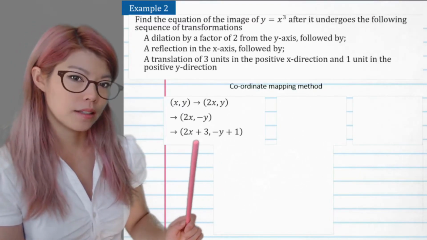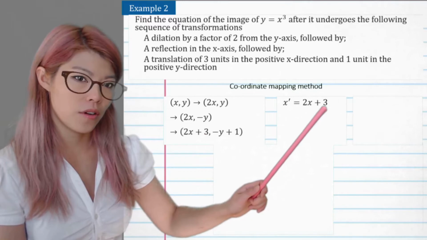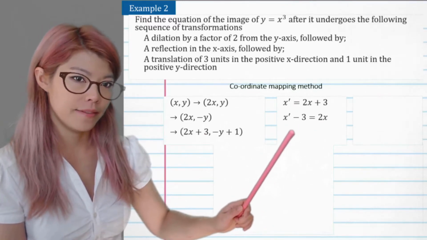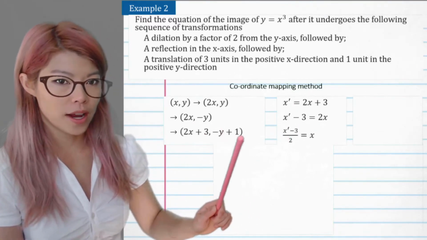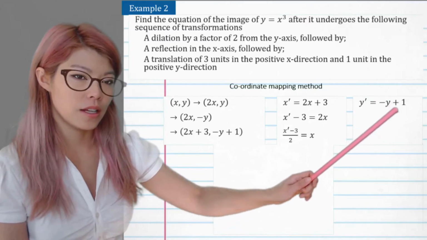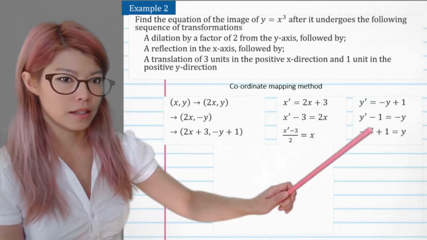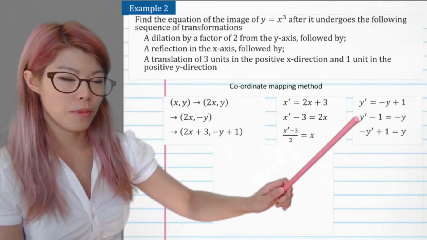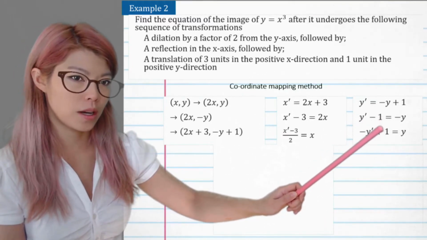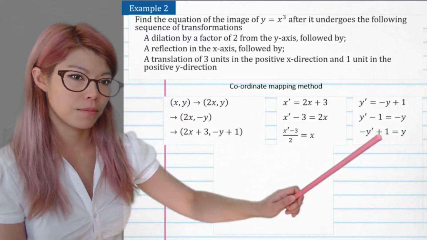Now x dash is equal to that, and then rearrange, minus 3 divided by 2. And then y dash is equal to that, rearrange, minus 1 divided by minus y, minus times y becomes minus, minus 1 times minus becomes positive 1.